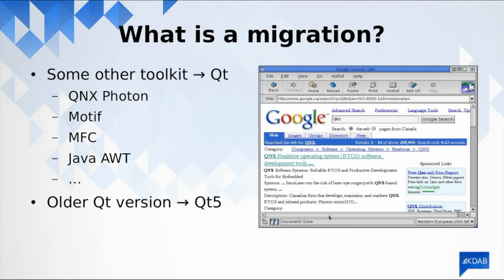So what is a migration in the first place? When talking about migrations, we think about porting existing applications from a different toolkit or even a different version of Qt towards Qt. There's a number of toolkits one could port from, such as QNX Photon, Motif, MFC, Java AWT, or even others. Even upgrading from, say, Qt3 or Qt4 can be considered a migration.